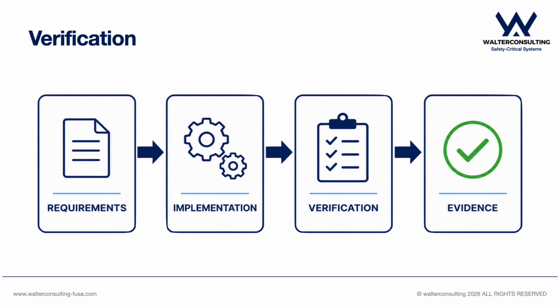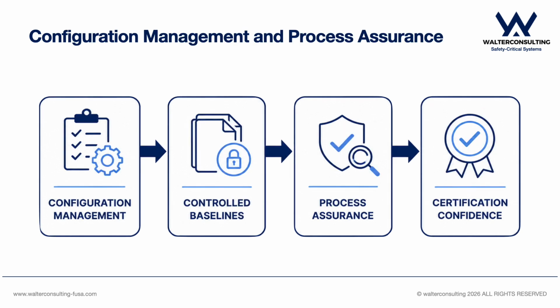Maintaining that evidence requires careful control of engineering information. Configuration management ensures that engineering information remains consistent throughout development. Requirements, designs, verification results, and other work products are maintained under controlled baselines. Process assurance complements these activities by evaluating whether development processes are being followed as planned. Together, these processes increase confidence that both the product and the development process satisfy certification expectations. With these supporting activities in place, Chapter 5 strengthens every stage of aircraft development.